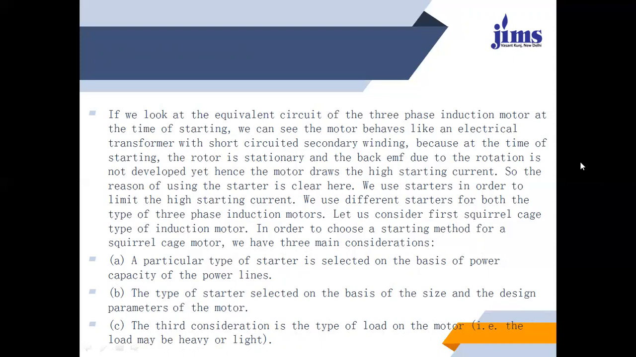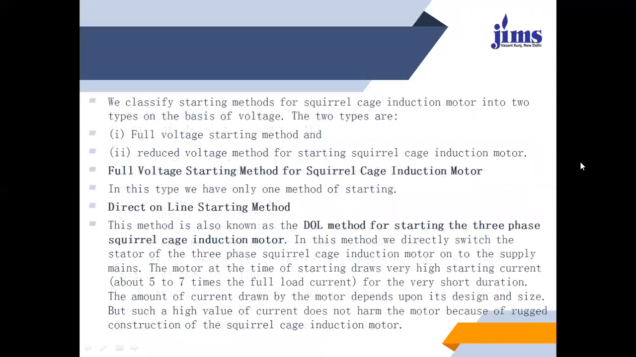We use different starters for both types of three-phase induction motor. Let us consider first the squirrel cage type of induction motor. In order to choose a starting method for a squirrel cage motor, we have three main conditions. First, a particular type of starter is selected on the basis of the power capacity of the power line. Second, the type of starter is selected on the basis of the size and design parameters of the motor which we have to use. Third consideration is the type of load on the motor, that is, the load may be heavy or light in nature. We classify starting methods for squirrel cage induction motor into two types on the basis of voltage. The two types are, first, the full voltage starting method, and second, the reduced voltage starting method.